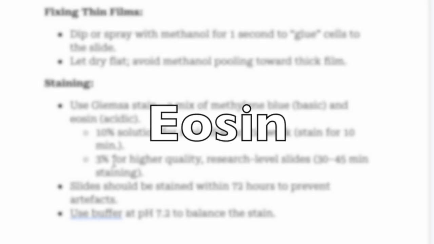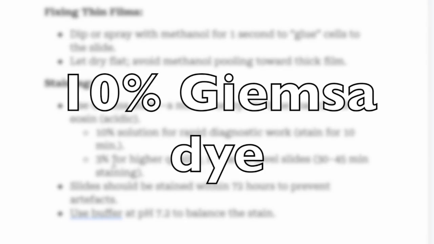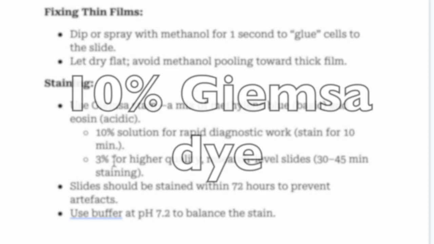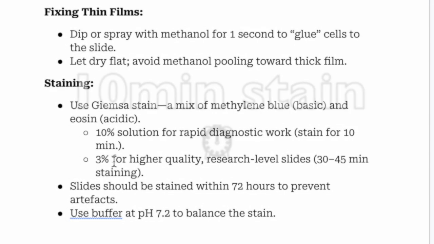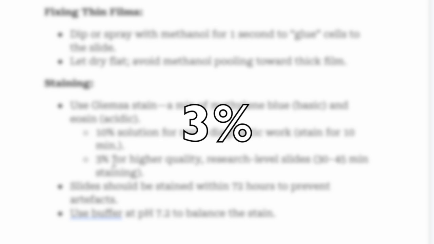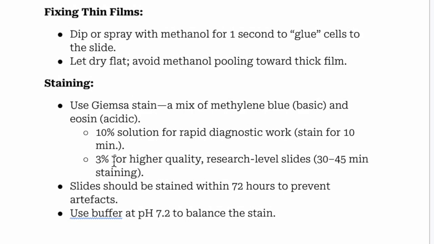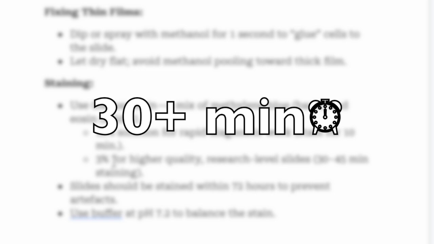For hospitals, because of the need for speed, they will typically do a 10% solution for rapid diagnostic work, and here you stain it for 10 minutes. But for research, or if you really want detailed speciation information, you will do a 3% Giemsa stain. This gives you higher quality staining for your slides. Here you will leave it for about 30 to 45 minutes for the 3% stain to really infuse into the red blood cells, into the parasite, and stain the right organelles for visualization.